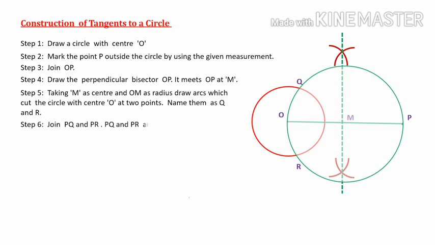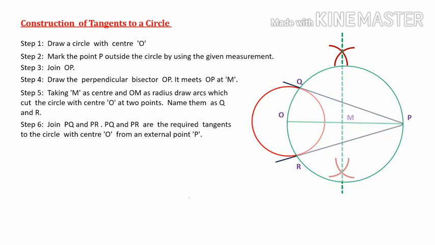Then step 6, that is join PQ and PR. PQ and PR are the required tangents to the circle with center O from an external point P. So P, Q and R we have marked. Then the next step is quite simple. Just join P to Q and P to R. These PQ and PR are the tangents to the circle.